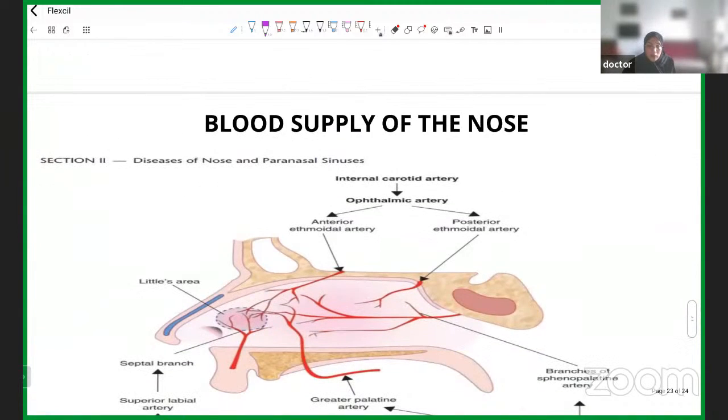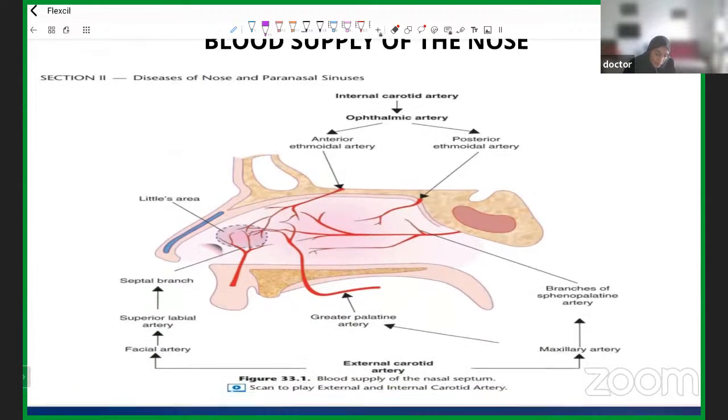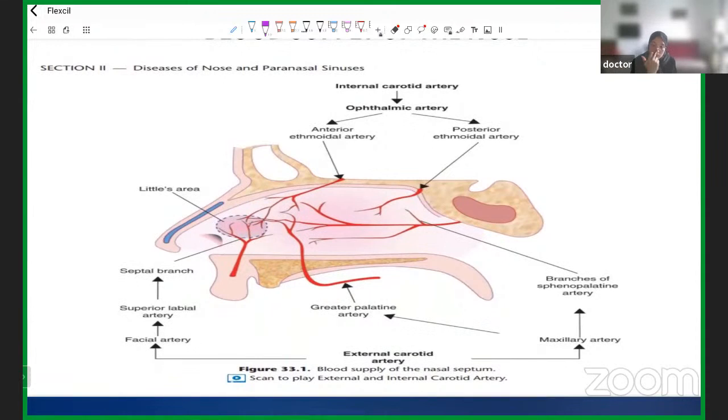Coming to the blood supply of the nose. Now, this is important because you will also have a whole chapter on the blood supply of the nose, and also you'll have a topic called epistaxis. It is important. So the nose is in the center of your lower face and your head, right? It's between. So you have blood supply from the internal carotid artery, and you have blood supply from the external carotid artery.